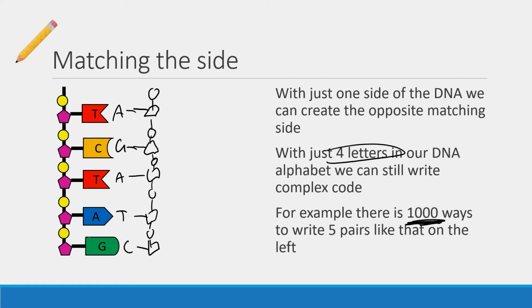So see, T, C, T, A, G, right? That is 1 out of 1,000 possible combinations. I could have had T, T, T, T, T, or C, C, C, C, C, or T, A, T, A, T, A, or whatever. There are 1,000 different ways to write them, which is huge. It's so huge. There are so many different possible things.